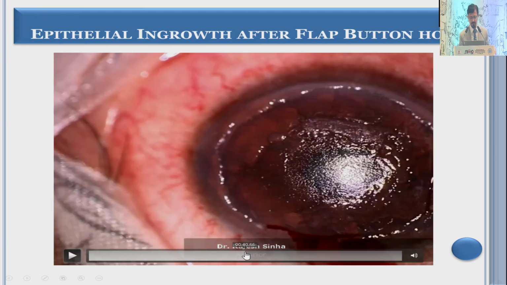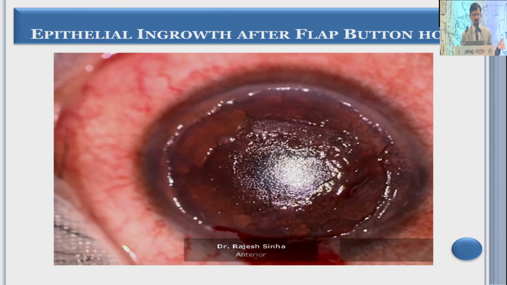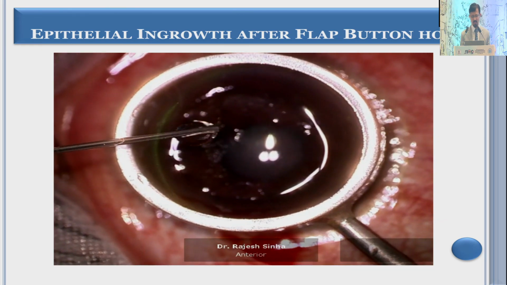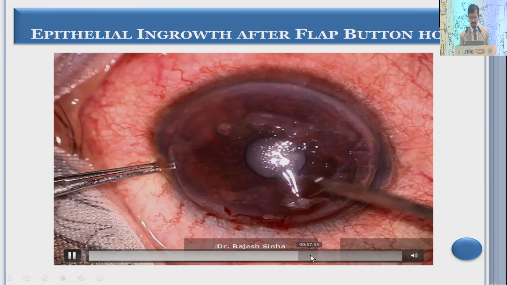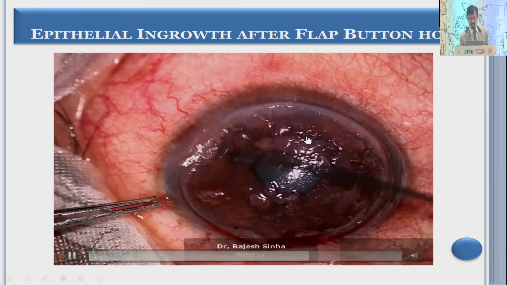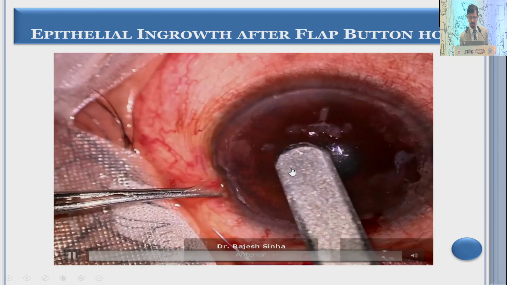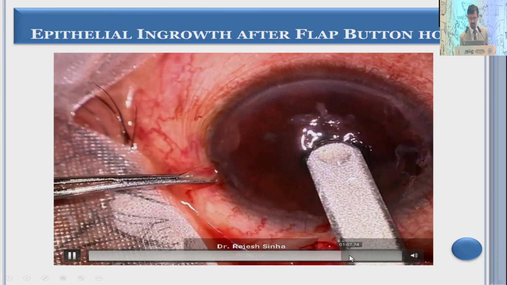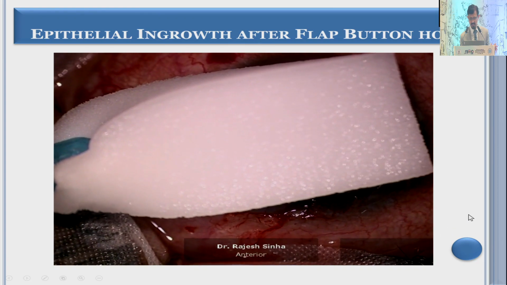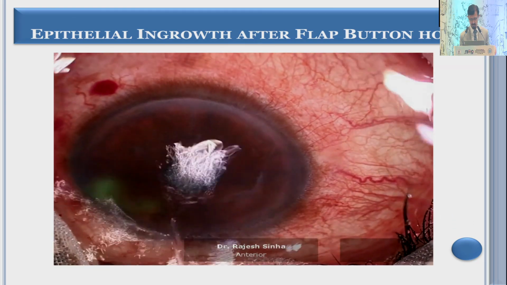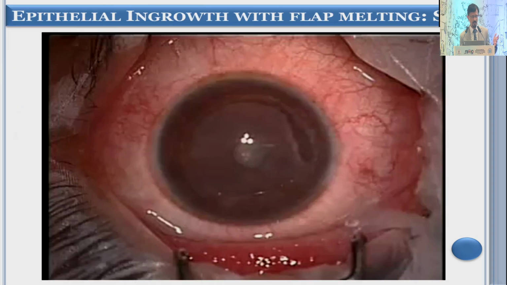But in such a case, if you have a flap buttonhole, it's better to amputate the flap, because if you replace the flap, it is not going to help at all. Again, there will be epithelial ingrowth. So I'm using alcohol, debriding the epithelium, and then with the help of a lamellar dissector, this island of stroma has to be removed. Now I'm just removing the epithelial ingrowth, and with the help of a lamellar dissector, I'm removing this island of stroma. And once it is removed completely, put mitomycin C, and then put a bandage contact lens after washing it thoroughly. So studies have shown that the results are good.